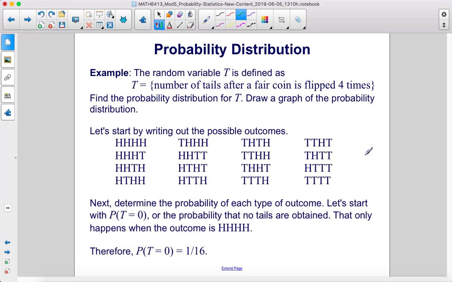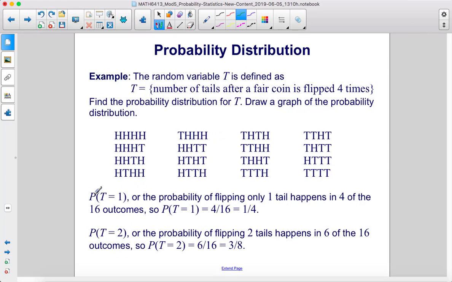Next, determine the probability of each type of outcome. Let's start with the probability of t equals 0, or the probability that no tails are obtained. That only happens when the outcome is heads, heads, heads, heads. Therefore, the probability of t equal to 0 is 1/16. The probability of t equaling 1, or the probability of flipping only one tail, happens in 4 of the 16 outcomes. So the probability of t equals 1 is 4/16, which is 1/4.